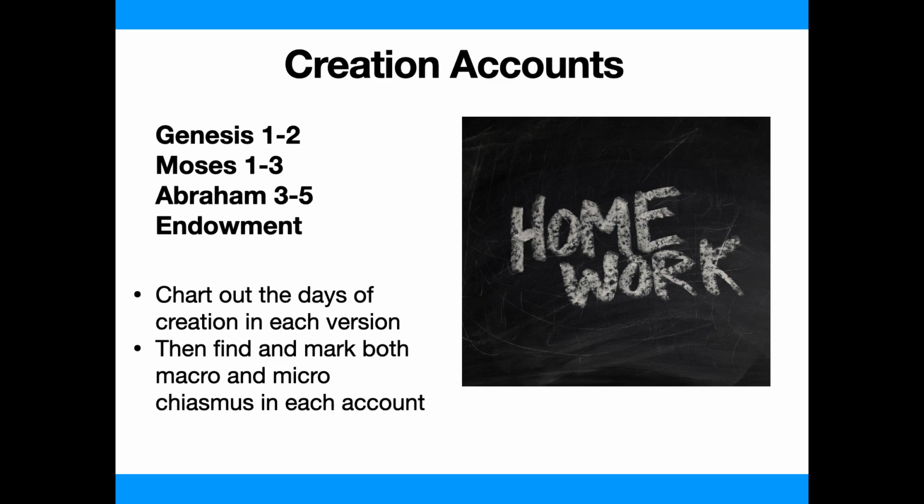For the homework, there are two bullet points. It would be great if you could chart out the days of creation in each version and compare and contrast them. We will be talking about it in class, so if you don't do it, that's fine. But that's going to be very helpful as you're comparing the days across the different accounts and how that fits into their chiastic structure. Then find and mark both the macro and micro chiasms in each account.